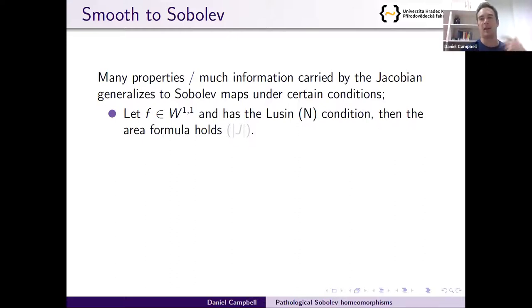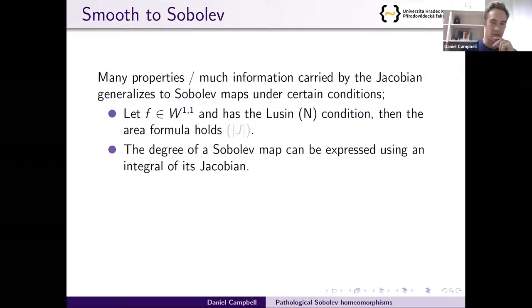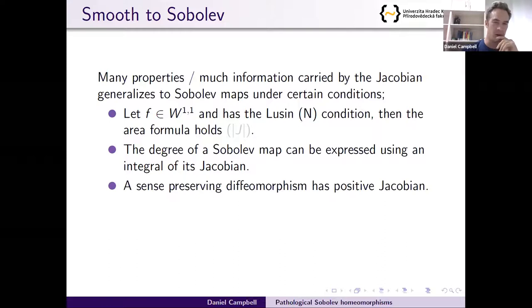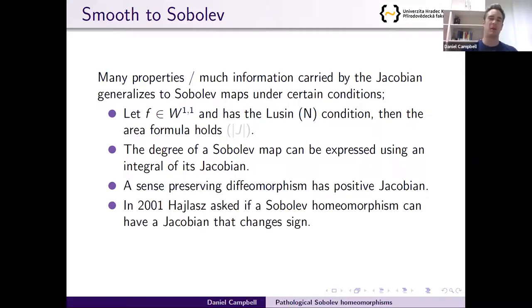You could ask, if I know that I've got a sense-preserving homeomorphism, maybe the absolute value here is unnecessary because the Jacobian has to be positive. We prove that that's not true. You have to take the absolute value of the Jacobian, not just the Jacobian itself. The degree of a Sobolev map under the right regularity can be expressed using an integral of its Jacobian, right? And so when you go smooth, a sense-preserving diffeomorphism has to have positive Jacobian.